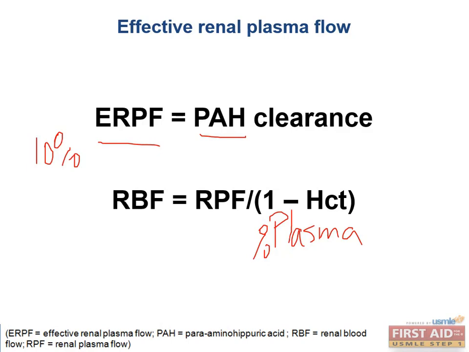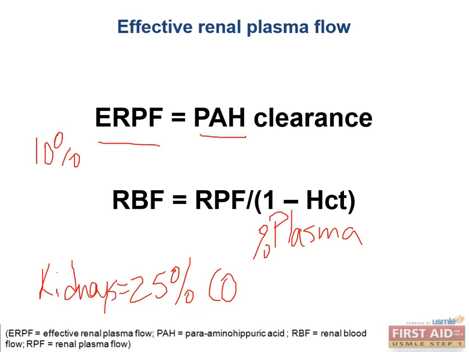So here's a question related to renal blood flow that will be useful for you to remember. How much of the resting cardiac output do the kidneys receive? The kidneys receive about 25% of the cardiac output. And that's equal to 1.2 liters per minute.